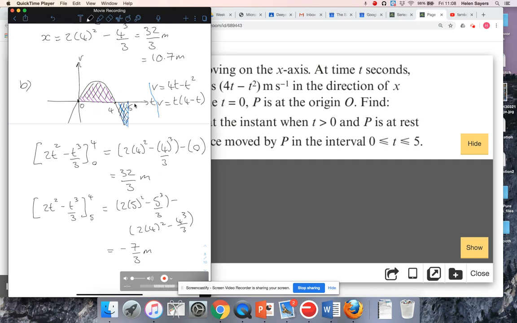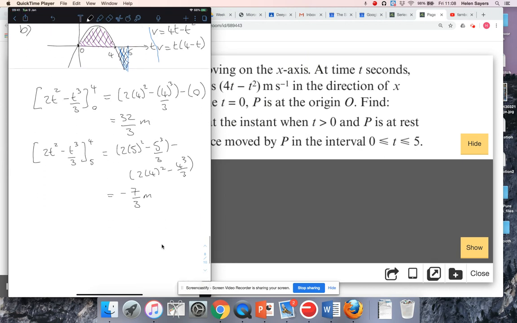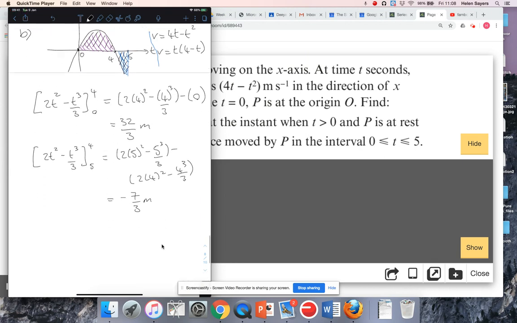Okay, so that's the issue. If you did between 0 and 5 all in one integration, you're actually going to end up with 32 over 3 minus 7 over 3. Okay, and that's not what you want. You want the total distance it's travelled. So what this actually means in real life is it travelled 32 over 3 meters in one direction, and then it travelled 7 over 3 meters back in the opposite direction. That's what the minus means. But we're not asked about its displacement, so we're not asked about where it actually is after those 5 seconds. We're asked about the distance it's travelled.